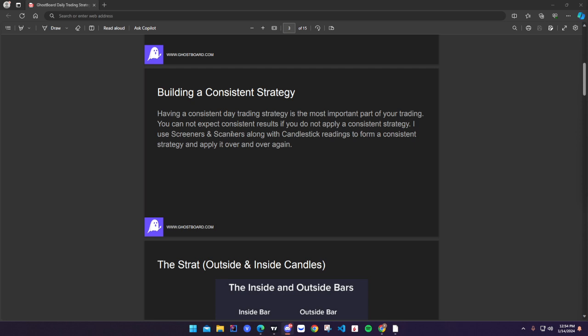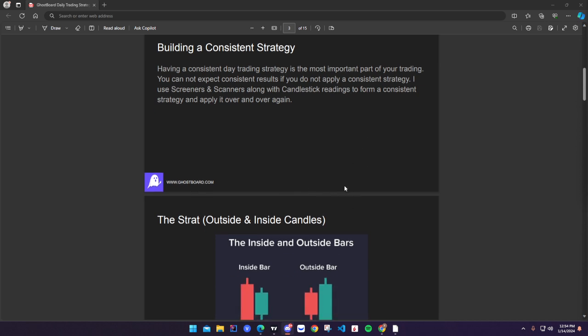You can't expect consistent results if you're not applying a consistent strategy, right? What I personally use is I couple up screeners and scanners along with candlestick readings. Like I just said, the strat, and I form a consistent strategy using those. So applying it over and over again, every single day, the same exact thing. The reason I can call it a consistent watch list, you're going to find out in the next slide here after we cover the inside and outside bars.